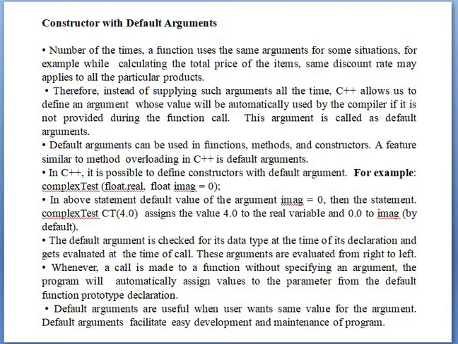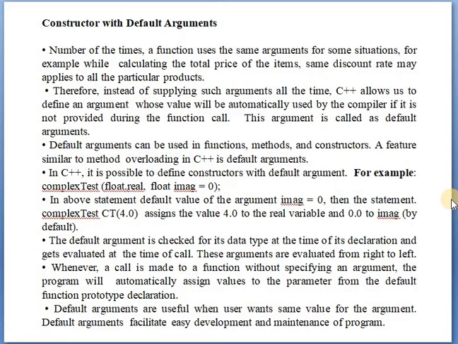Now we will see the constructor with a default argument. Many times a function uses the same argument for some situations. For example, while calculating the total price of the items, the same discount rate may be applied to all the particular products. Therefore, instead of supplying such arguments all the time, C++ allows us to define an argument whose value will be automatically used by the compiler if it is not provided during the function call. This argument is called a default argument.